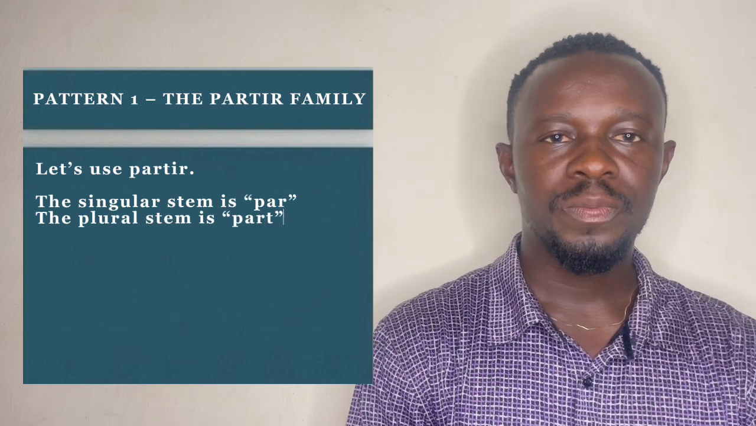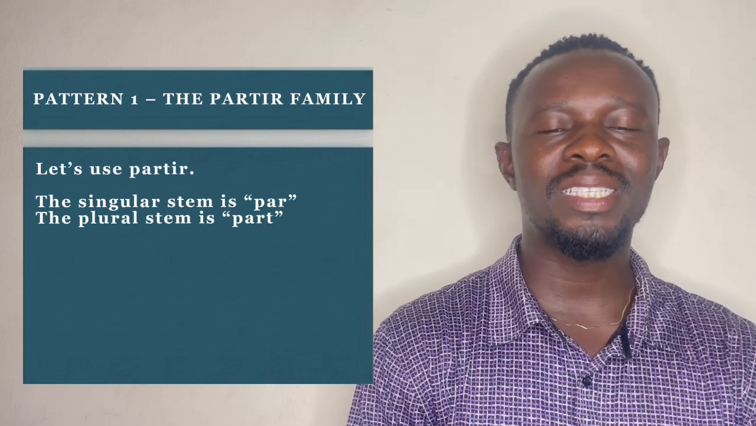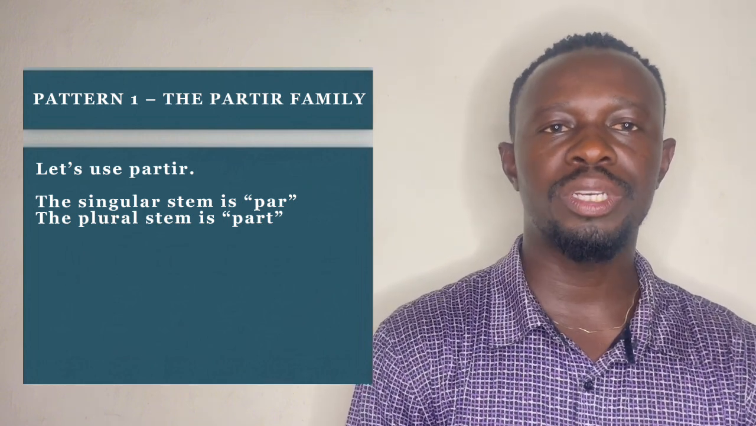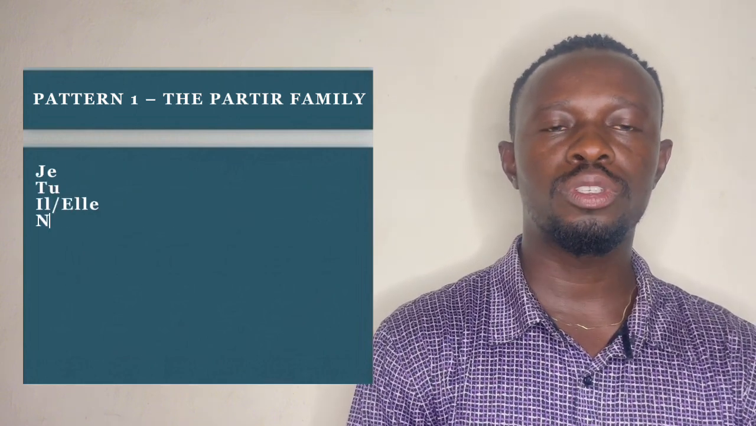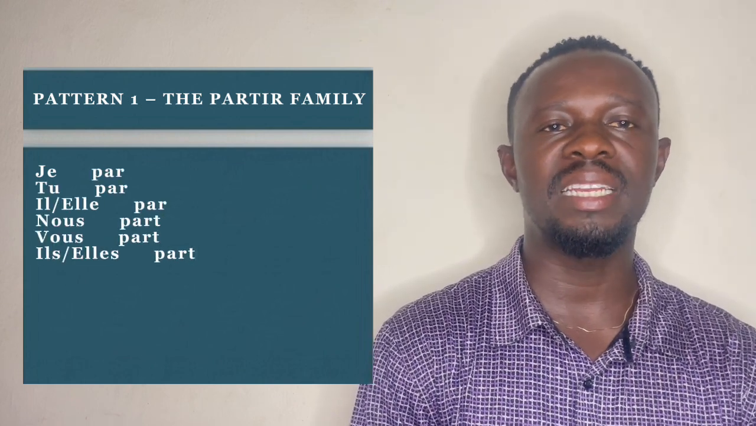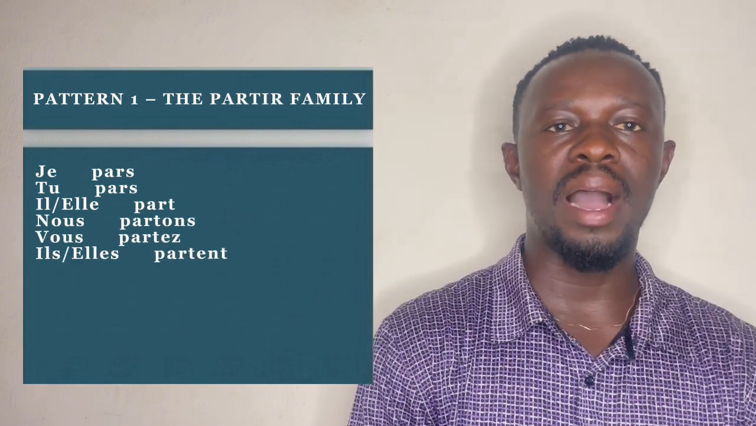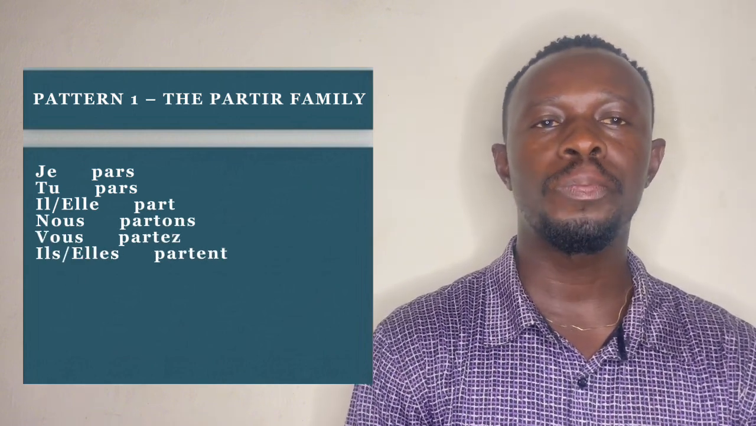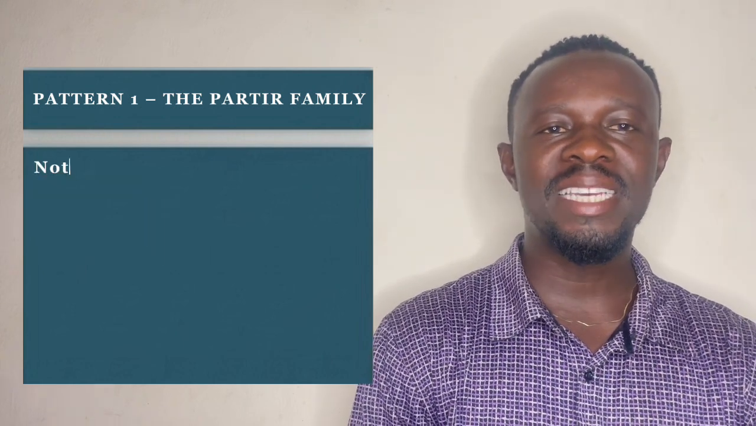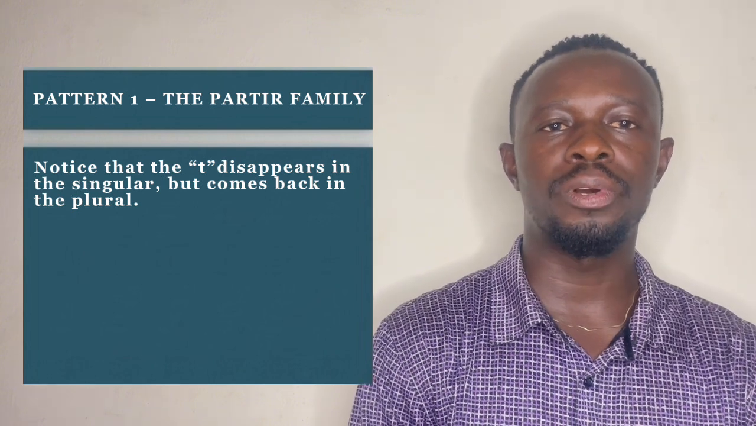Let's use partir. The singular stem is par, P-A-R, and the plural stem is part, that's P-A-R-T. Now let's conjugate it. First you write your subject, and you write your singular stem and your plural stem. Then you add the ending and it gives us je pars, tu pars, il part, elle part, nous partons, vous partez, ils partent, elles partent. Notice that the T disappears in the singular but comes back in the plural.